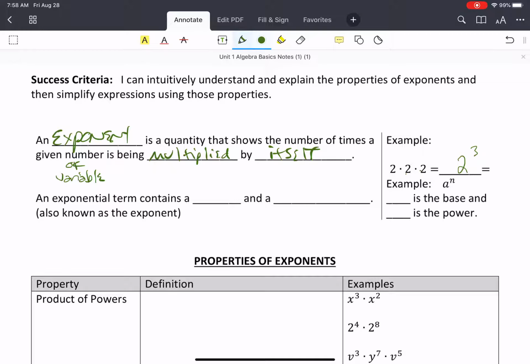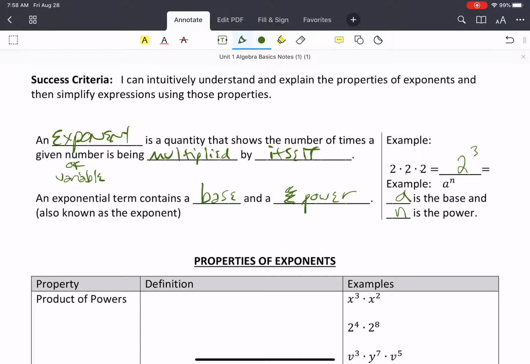Okay, an exponential term contains a base and an exponent, and a power, also known as the exponent. The word power and exponent are the same. So in this a to the n, the a is the base and the n is the power. Okay, so the exponent would be the n. Is that familiar? Yeah? Okay, good.